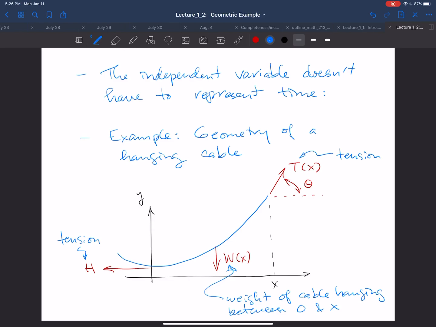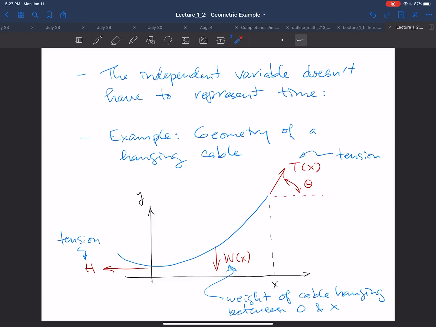The purpose of this next example is to illustrate that in a differential equation, the independent variable doesn't have to represent time. So in this case, the independent variable will be a spatial variable. Let's suppose we have this system of coordinates, x and y. X is going to be a horizontal displacement and y a vertical displacement. And in fact, x is going to be the independent variable in our differential equation in this case.